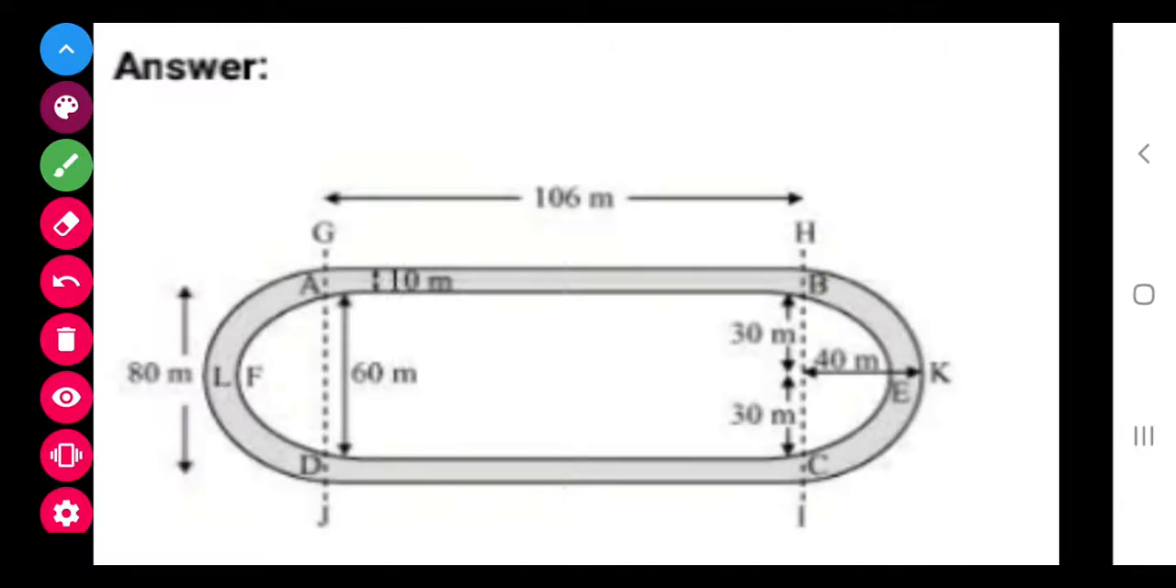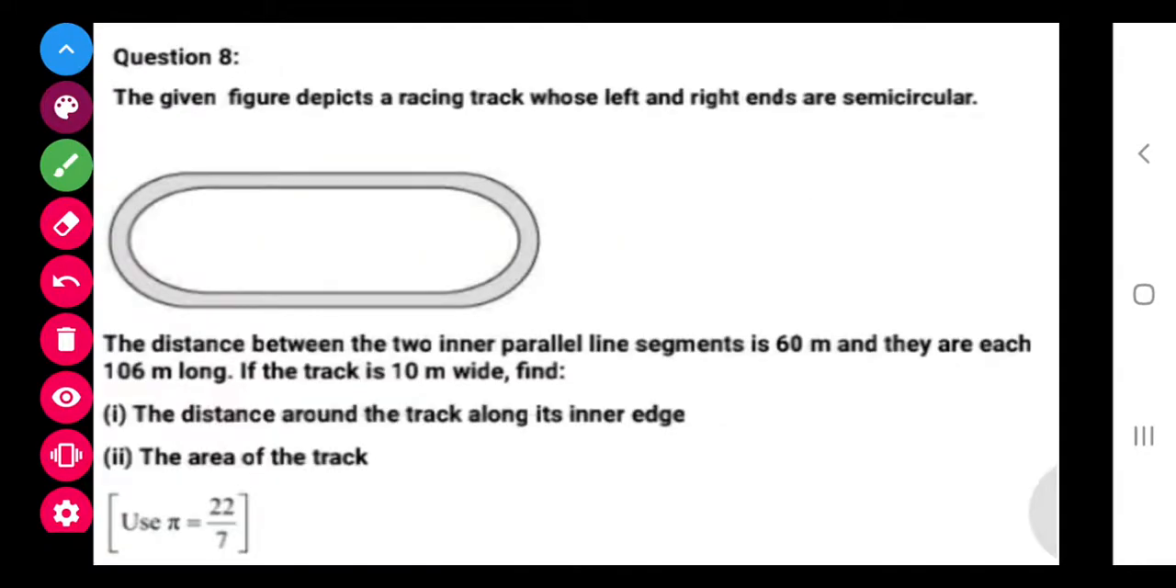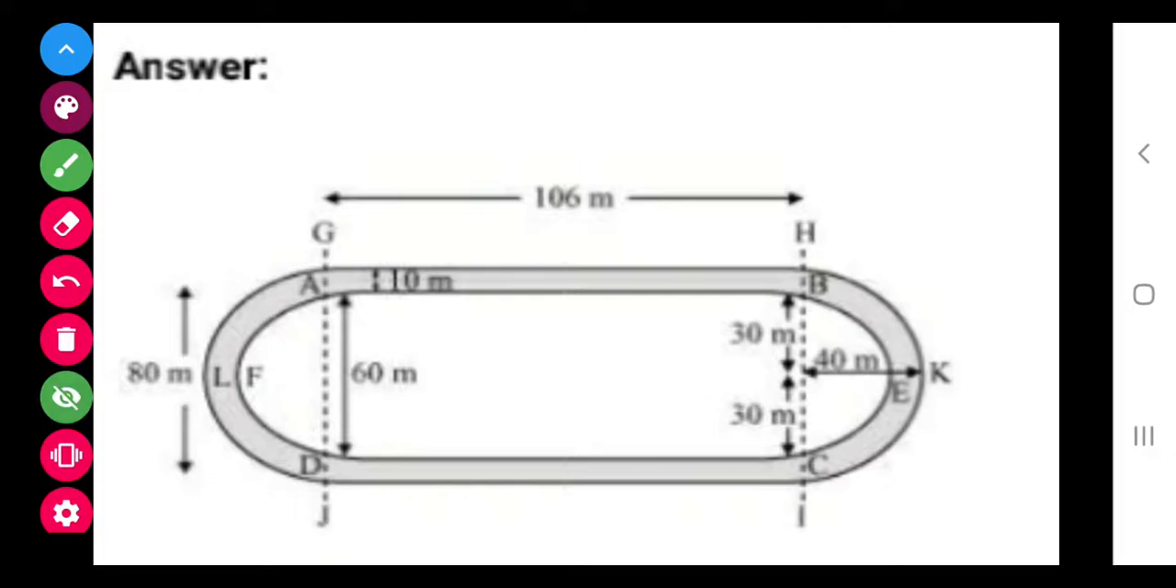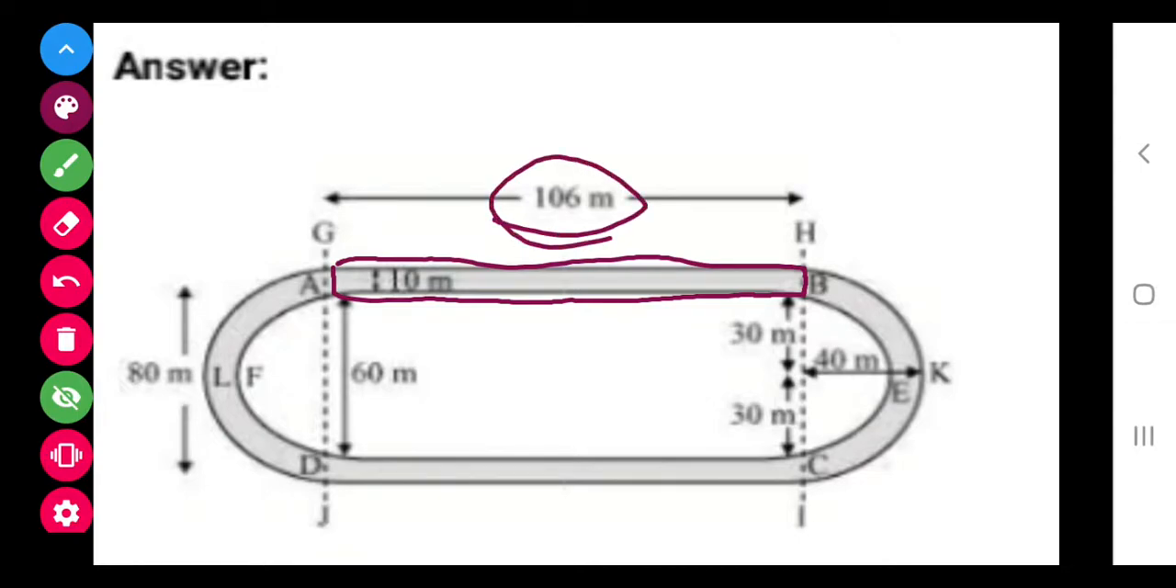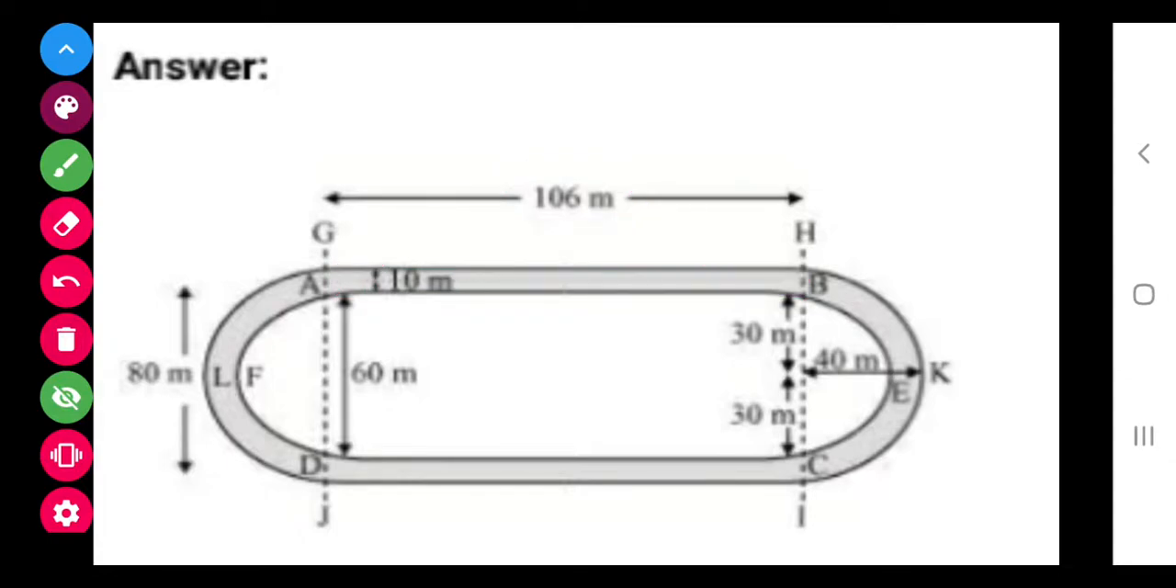How am I doing this multiply by 10? Class, if you see this rectangular part, the length is 106 and the breadth is 10. So length into breadth, that's why that will be used.